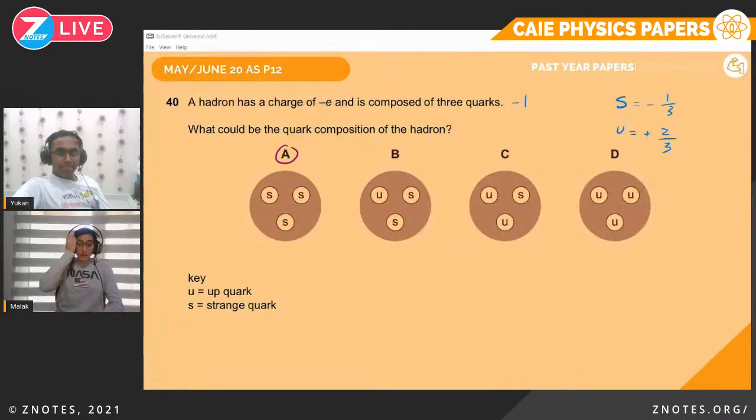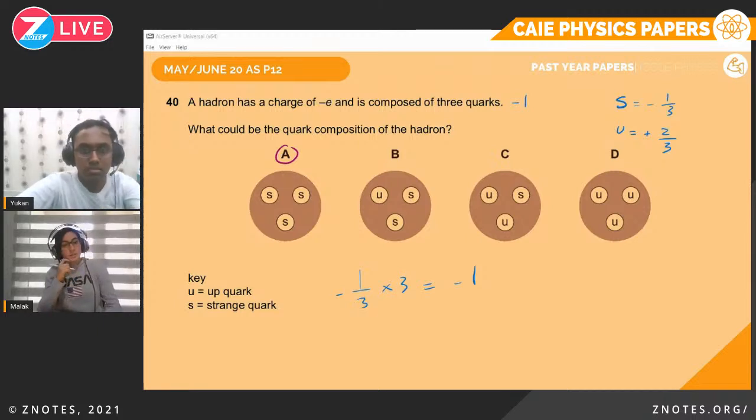Last question. A hadron has a charge of e minus and is composed of 3 quarks. E minus is a charge of minus 1, which is the charge of an electron. What could be the quark composition of the hadron? So we have up quarks and strange quarks. We know the up quarks are plus 2 over 3 and strange are minus 1 over 3. So in here we have 3 strange. It's like we have minus 1 over 3 times 3 and we get minus 1. So it's strange.